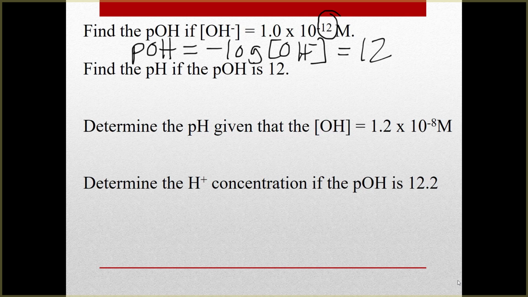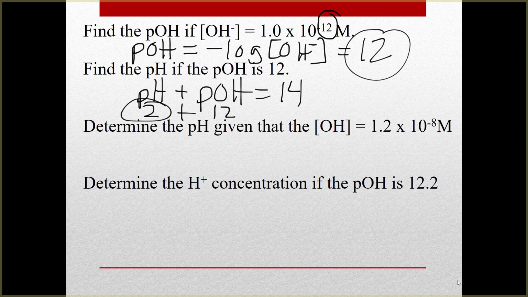Now it says find the pH if the pOH is 12. So I know that pH plus pOH equals 14. And if my pOH is 12, then I know my pH would be 2. 2 plus 12 is 14. So there's my answer.